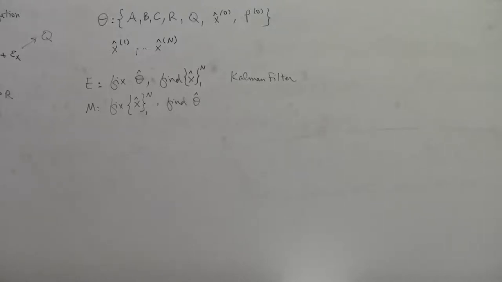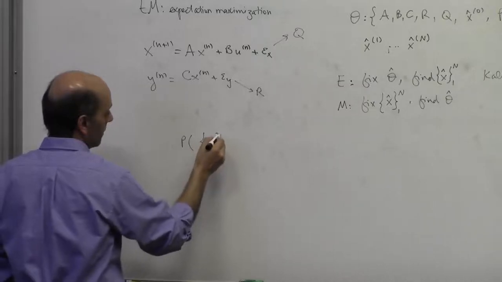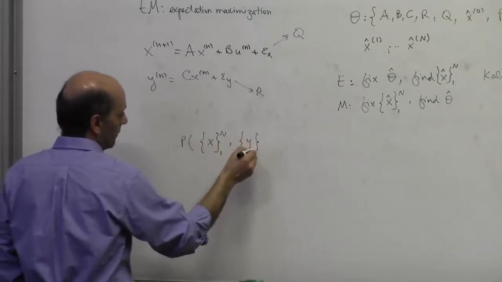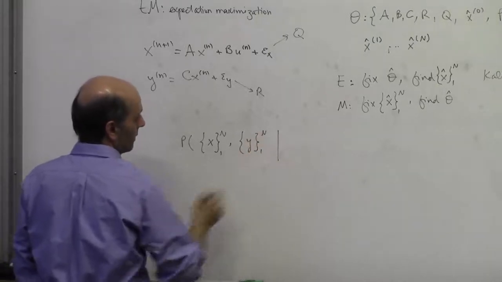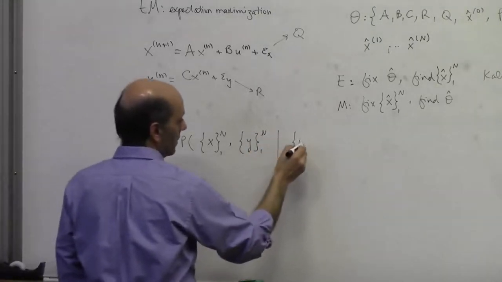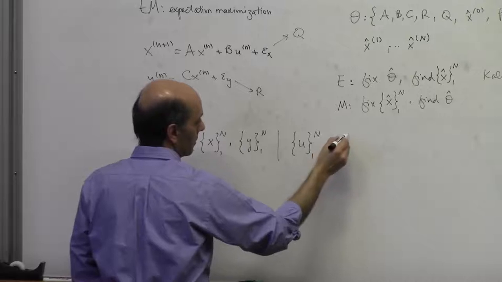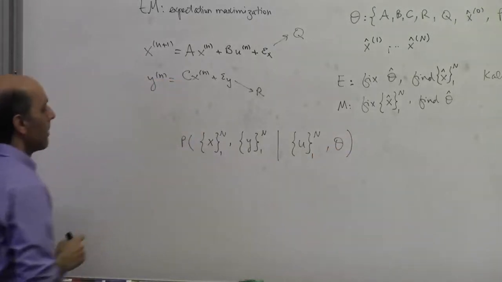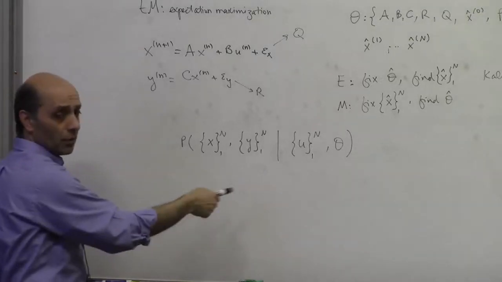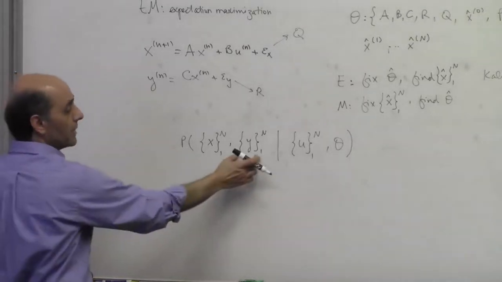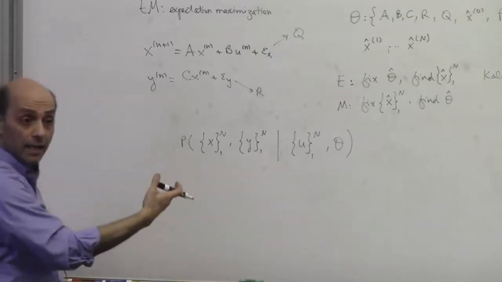The critical thing in our formulation is going to be describing what's called the complete log likelihood. What that means is that you want to find the probability of all the states and all the observations, given that you had the inputs and the parameters. So it's a likelihood function, right? The usual likelihood function only has the things that we can observe. The complete log likelihood also has the hidden states.